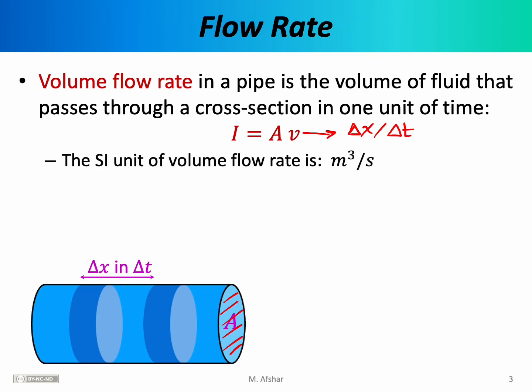The SI unit of volume flow rate is cubic meters per second. You might also encounter liters per second or gallons per minute, but the preferred SI unit is cubic meters per second.